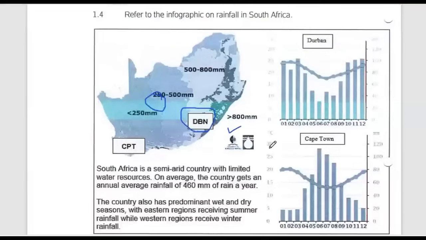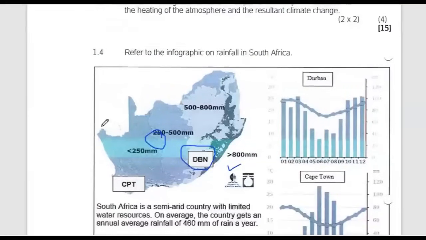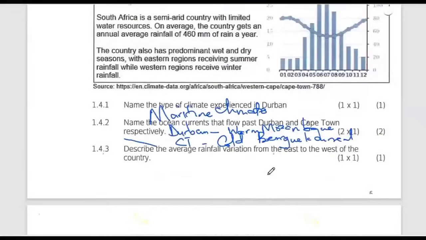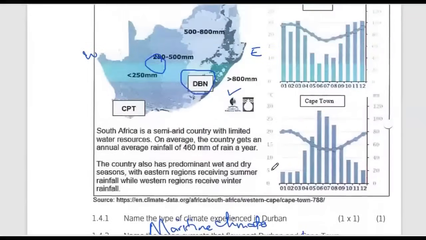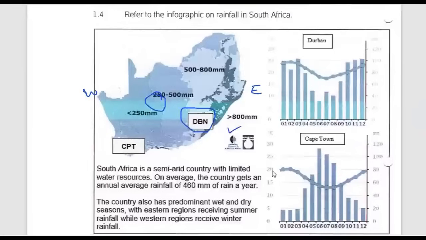So if you check, this is the west of our indication, and this is our east. Our question is saying describe the variation of rainfall from the east to the west. So from the east here going to the west, in the east we have greater than 800 millimeters. Then here is 250 going to 500. Here we are seeing less than 250. So we are comparing these figures basically.